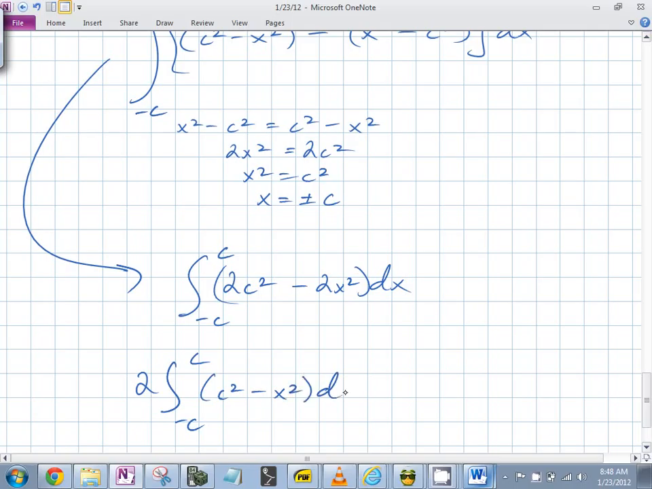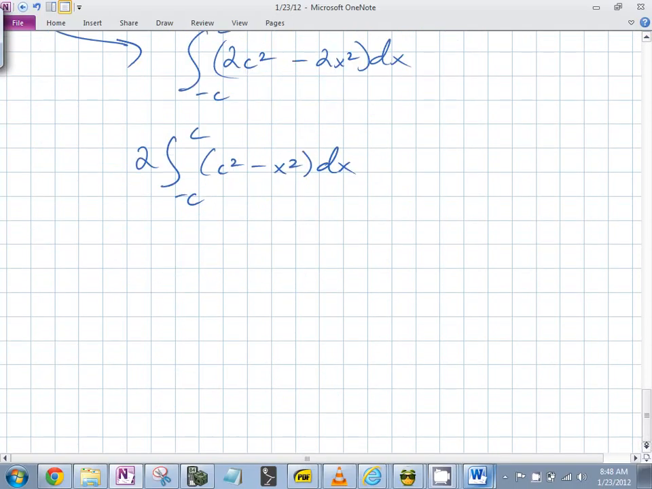Now you're integrating with respect to what? x. You're integrating with respect to x. What is the integral of c squared with respect to x? Nope, c is a constant. We're not integrating c squared x. Thank you. So it's 2 times c squared x minus what? What's the integral of x squared? 1/3 x cubed, and we're going from negative c to c.